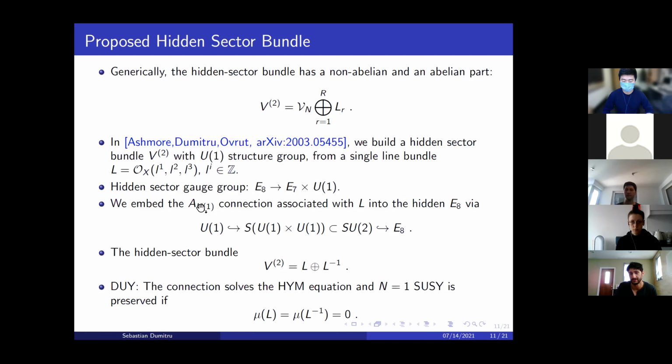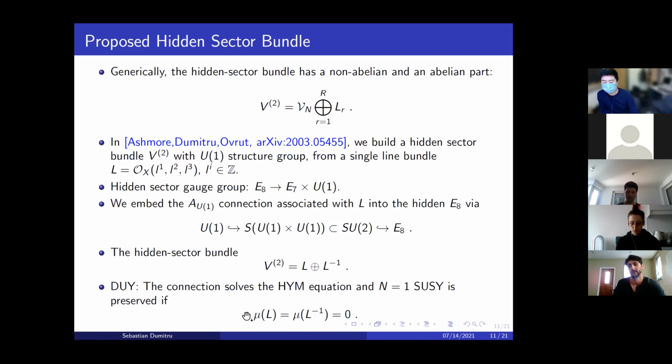However, in order to embed this U1 connection associated to this U1 bundle, you need to first embed it into an SU2 connection, which then directly embeds into an E8. So the hidden sector bundle cannot simply be an L, but it must be an L plus its conjugate. This hidden sector bundle must be slope stable as well, just as is the observable sector, which means that all sub-bundles of V2 must have a slope smaller than the slope of V2, which is also zero. But this can't actually happen per se, because the sub-bundles of V2 are L and its inverse, which can at most both have vanishing slope.